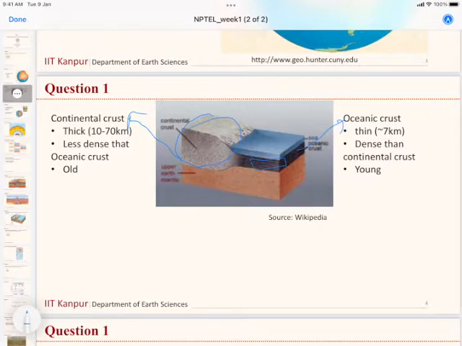Another difference between these two crusts is the density. The oceanic crust is denser than the continental crust. Now can anybody say why there is a difference in density, or what is the major player behind this contrast? Any suggestion? What do you think, why is this density contrast there in the two crusts? I hope you all are there, right?